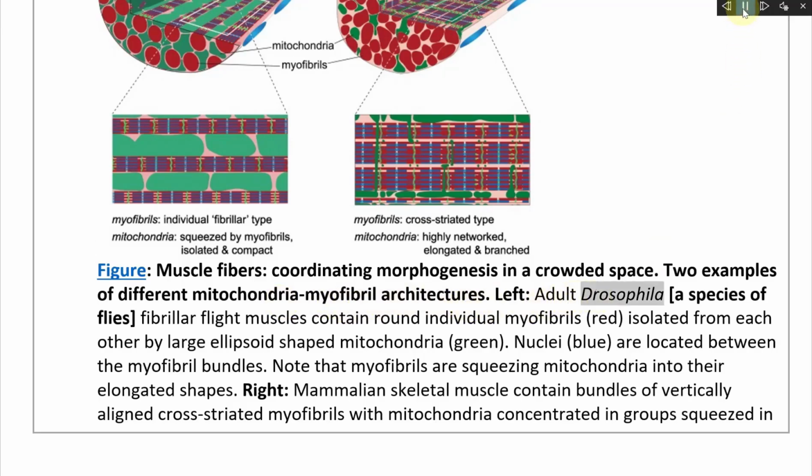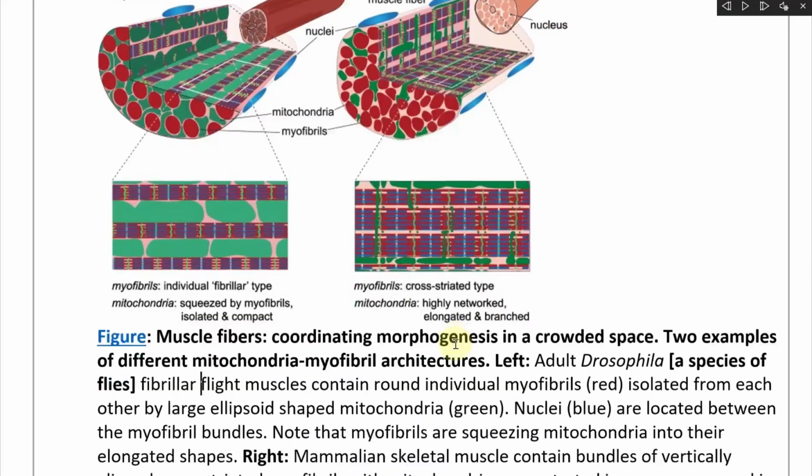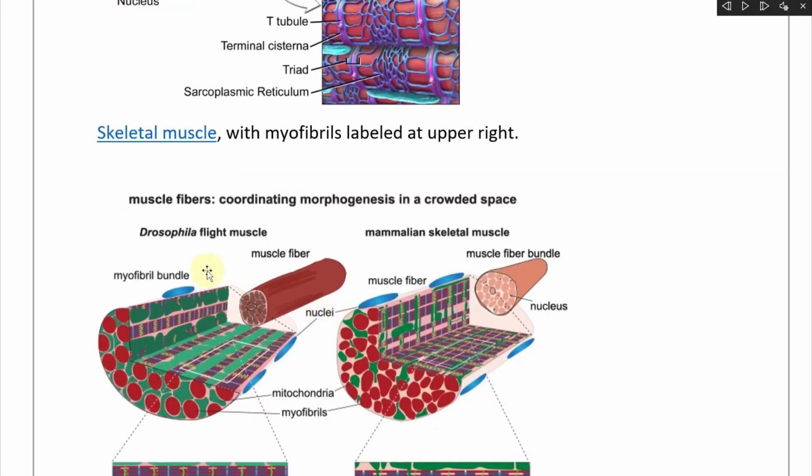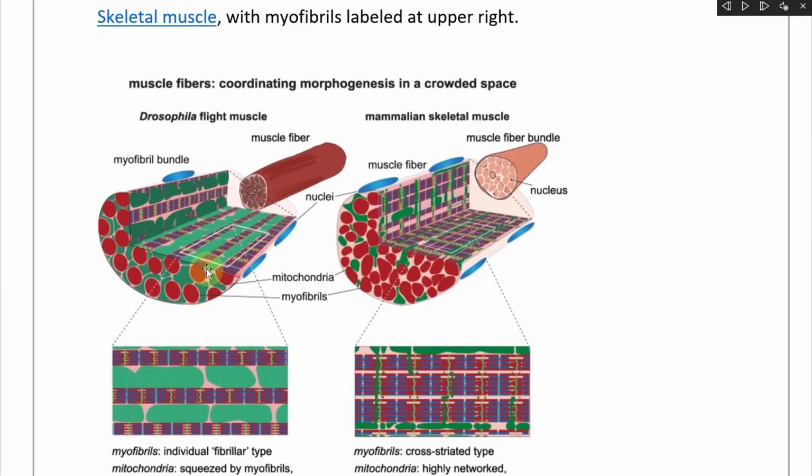Let's see the pronunciation. Drosophila. Drosophila is a species of flies, and fibrillar flight muscles. Let's see that again, the pronunciation. Fibrillar flight muscles containing round individual myofibrils in red, isolated from each other by large ellipsoid, or just 3D ellipse-shaped mitochondria, shaped green. So here's the difference. This setup's over here. This is the flight muscle, Drosophila. Anyways, there's the muscle fiber.